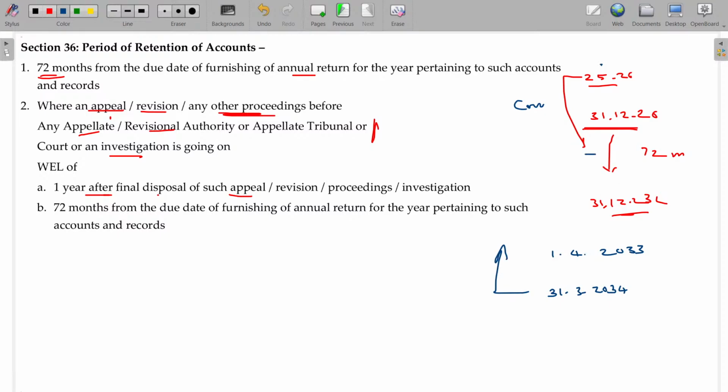If the judgment is given beforehand, you have to compare the judgment date plus 1 year with 72 months from the end of the due date for the annual return. Between these two, whichever is later will be taken. Okay, with that, this one is over.